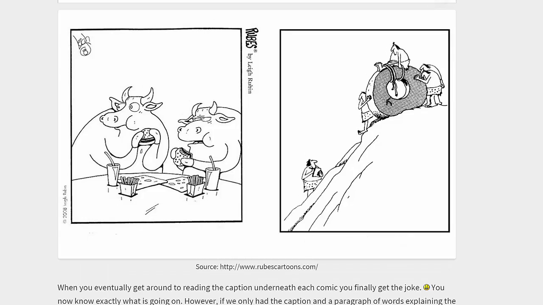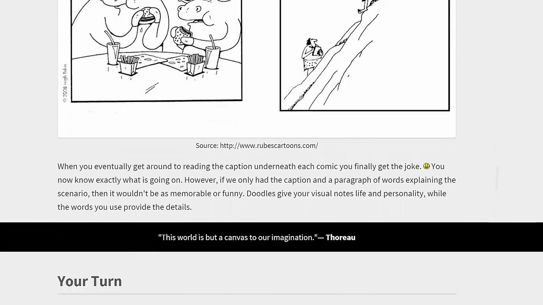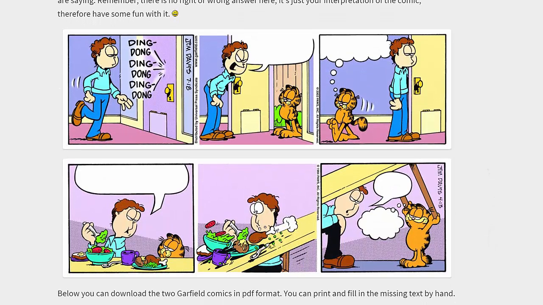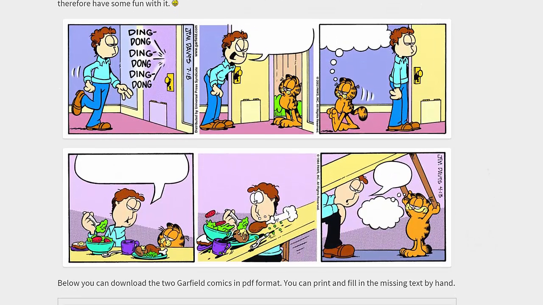But that's, I guess, not the main focus of this lesson. I wanted to have a little bit of fun today, so I've given you a couple of Garfield comics to go over.